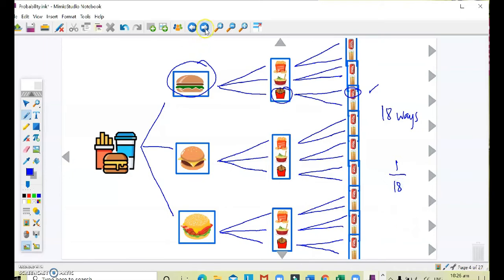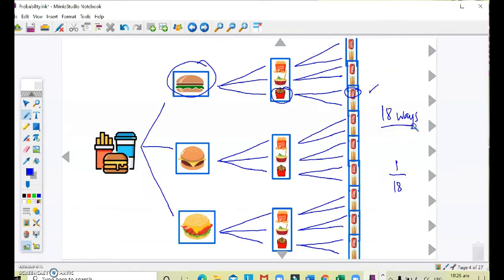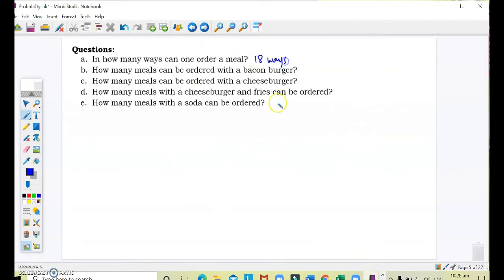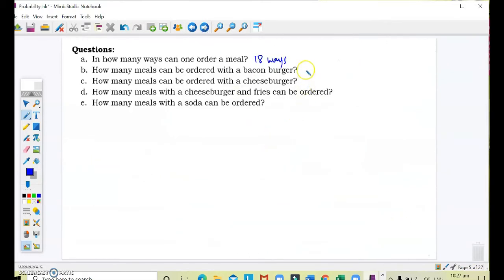Let's go further with our discussion. What if there are follow-up questions? In how many ways can one order a meal? Definitely, we have 18 ways. Let's refer to our table first. How many meals can be ordered with a bacon burger? There are 6 ways that we can do that. Definitely, there are 6 ways.